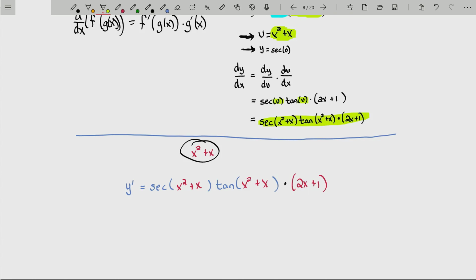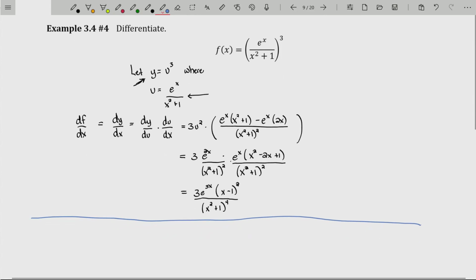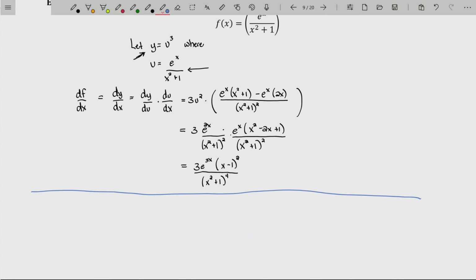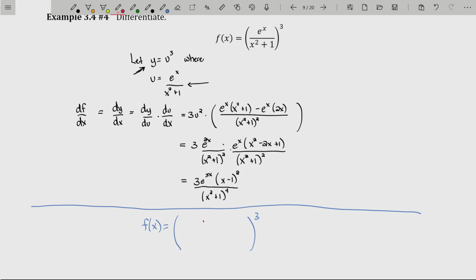Let's do it again. Here is that problem. f of x is equal to the cube of e to the x over x squared plus 1. Well, again, all I'm going to do is write f prime of x. Actually, let me write f of x here. So f of x is equal to the outer function, I'll write in blue. The inner function, I'll write in red, just to really showcase this. This is e to the x over x squared plus 1.